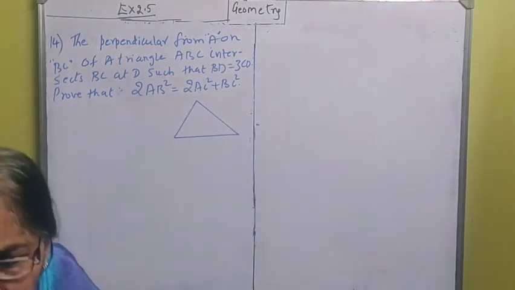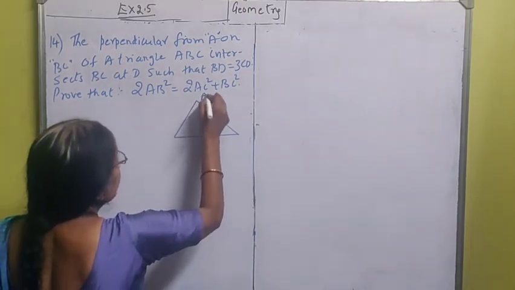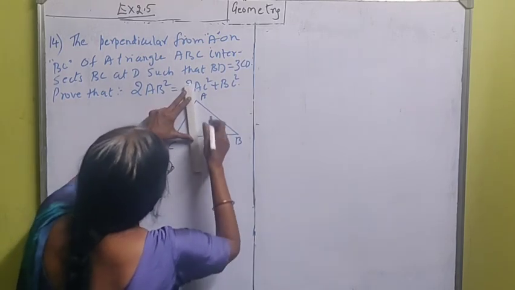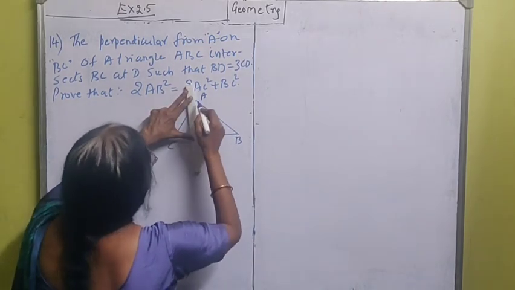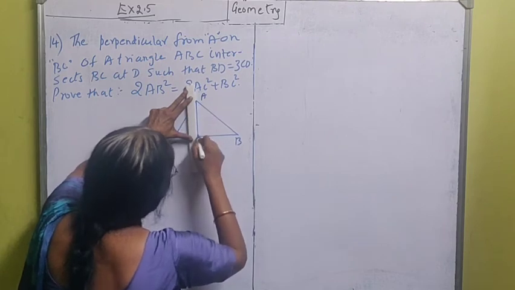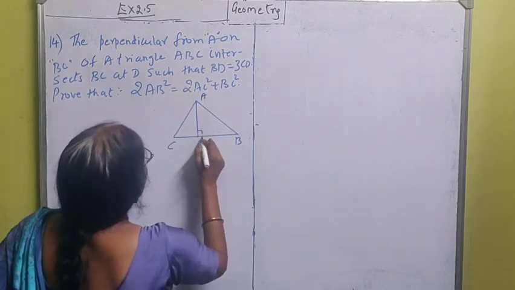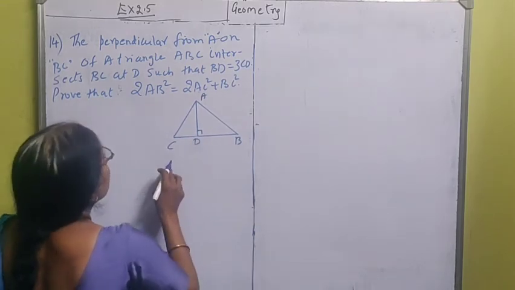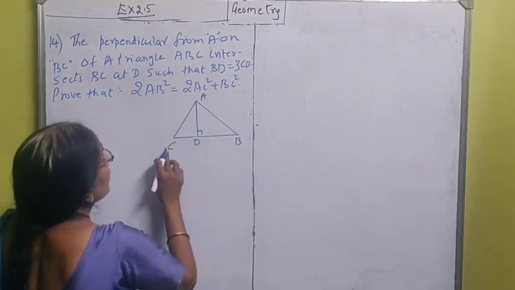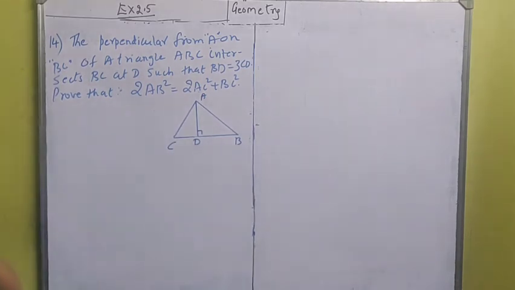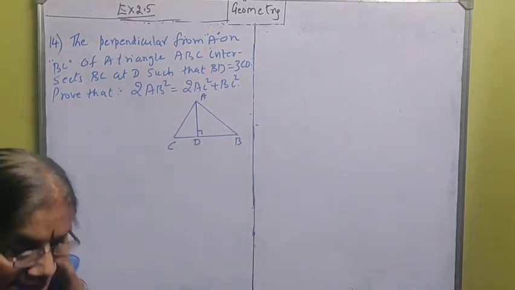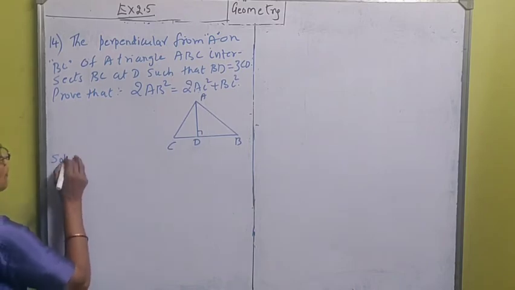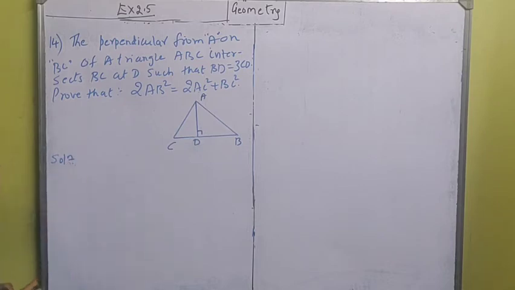So this is A, this is C, this is B. From A, AD is drawn perpendicular to BC such that BD is equal to 3CD. This is what the diagram is given. So, what we will do over here, let us see.